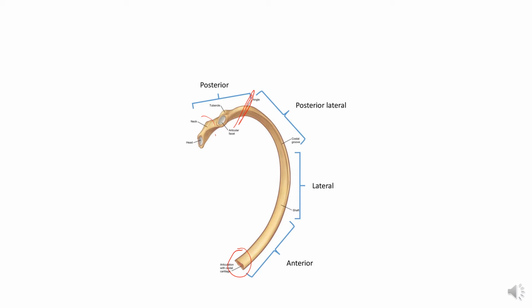Each rib forms up to three joints with the vertebral column. Two of these joints are formed between the facets on the head of the ribs. So you can see here, these are the facets on the head of the ribs. There are two facets on the head of the ribs which form the joint with the vertebral column.